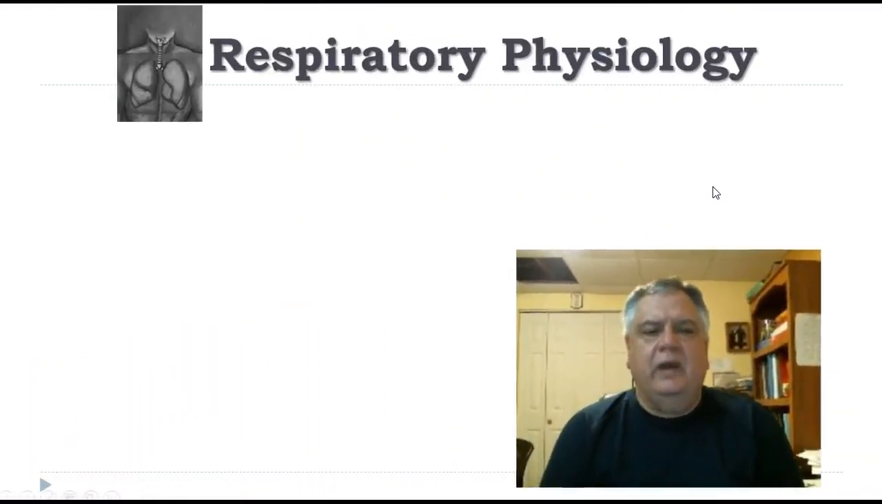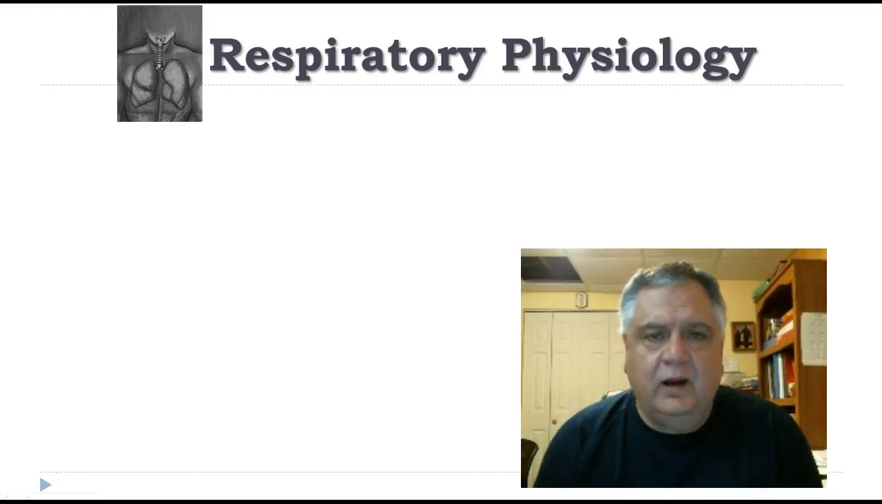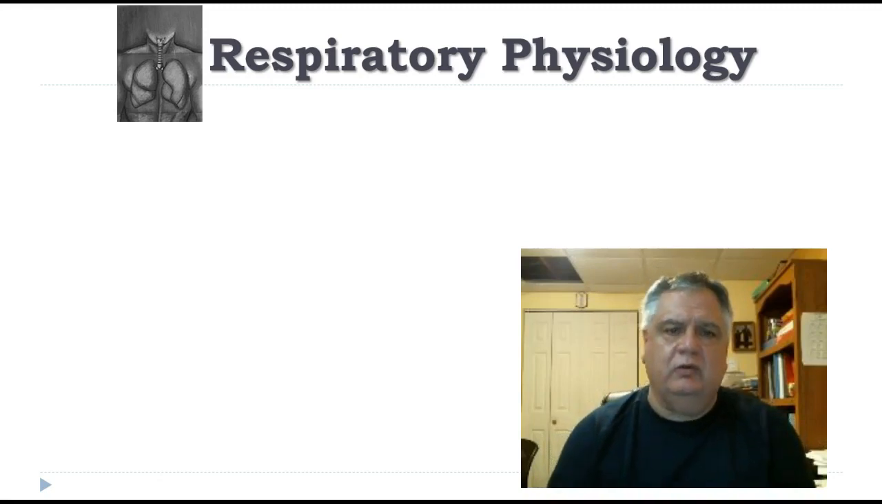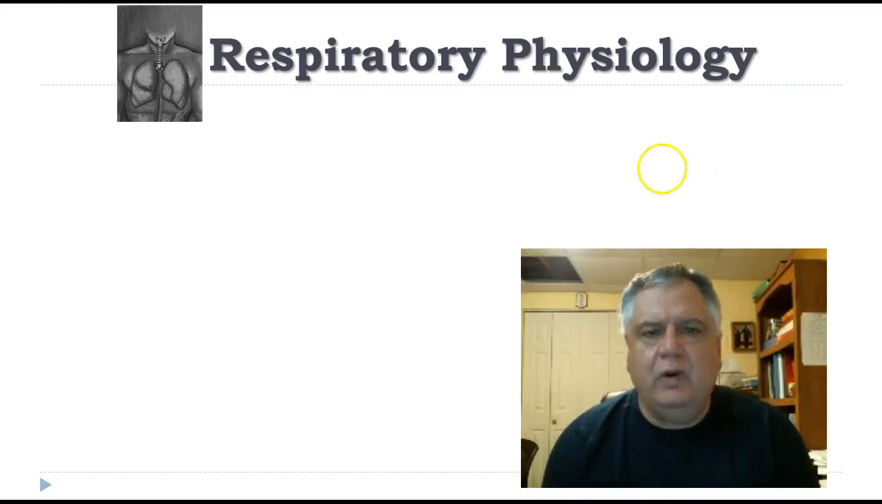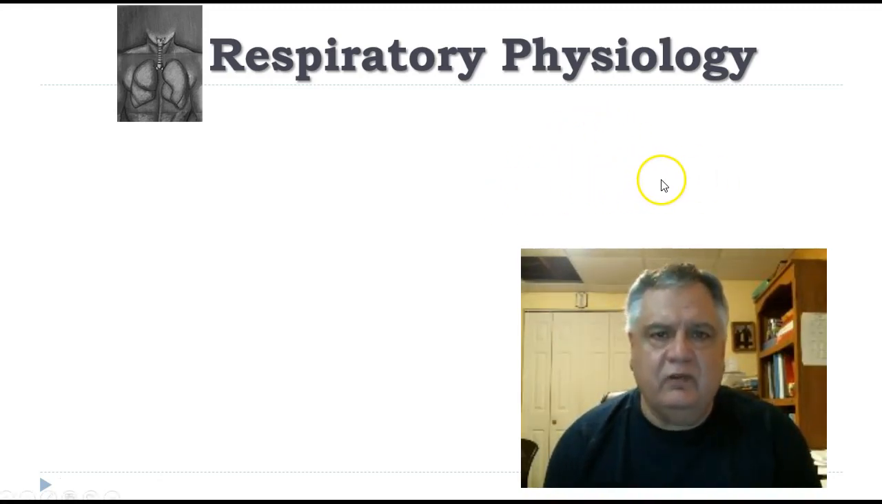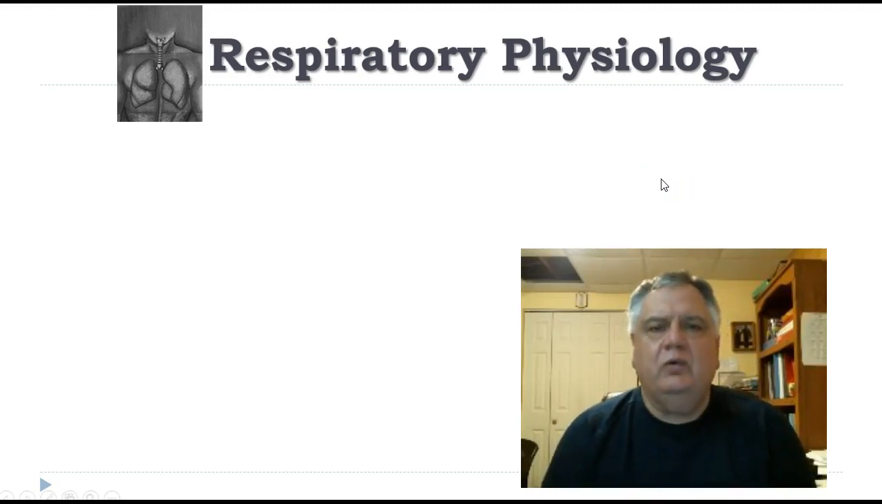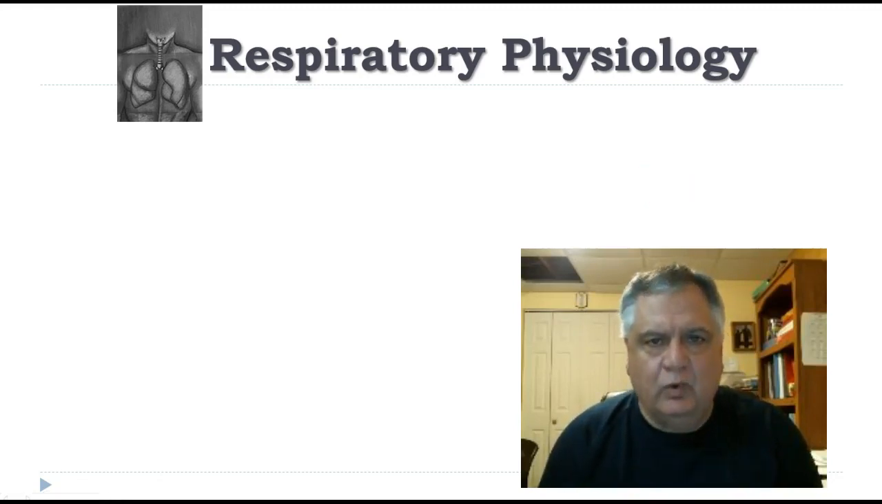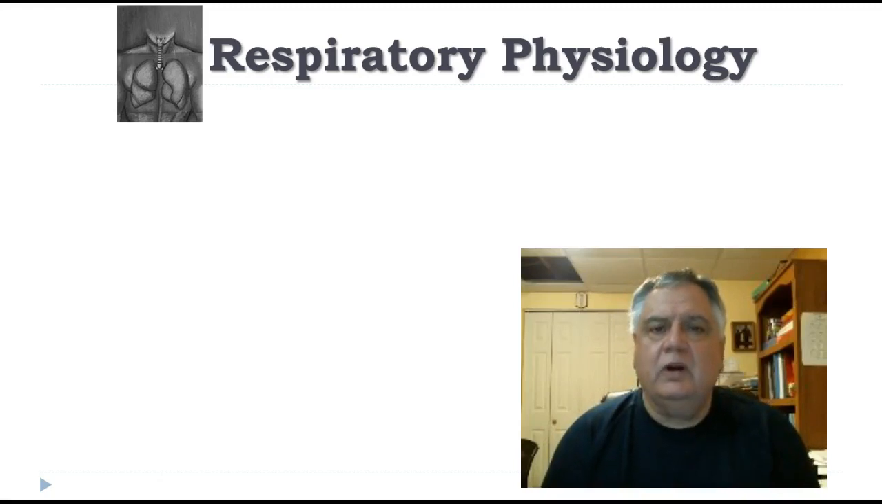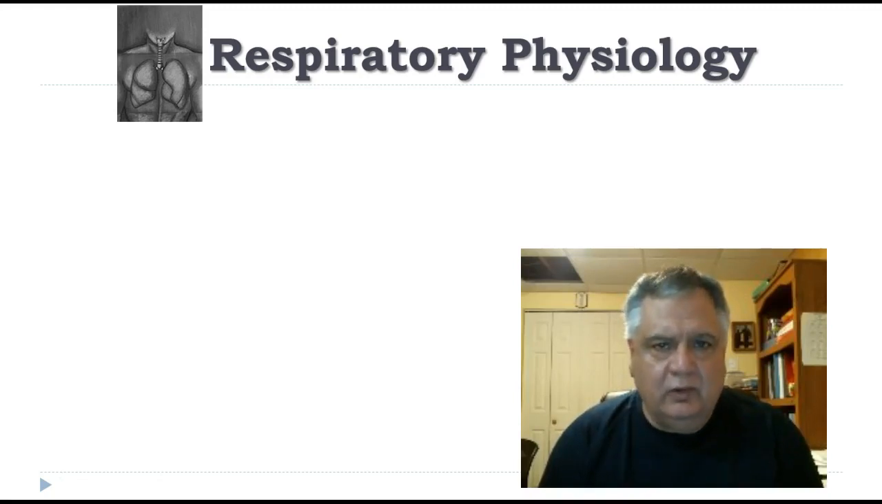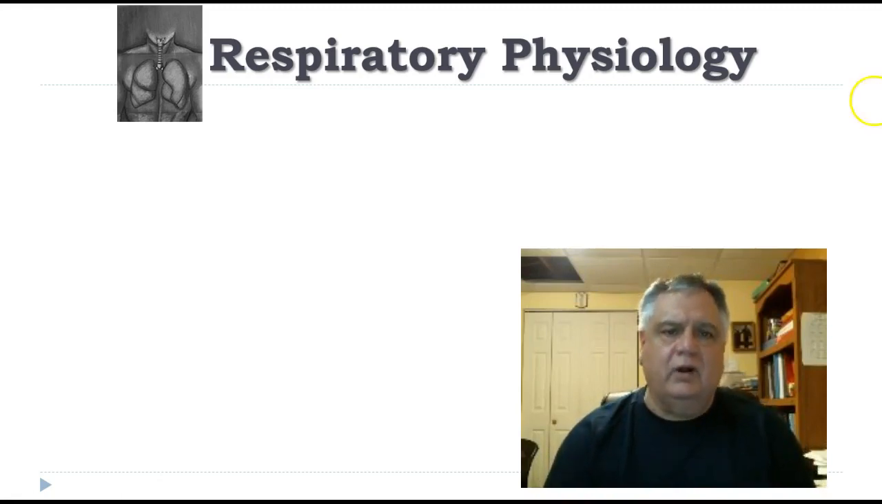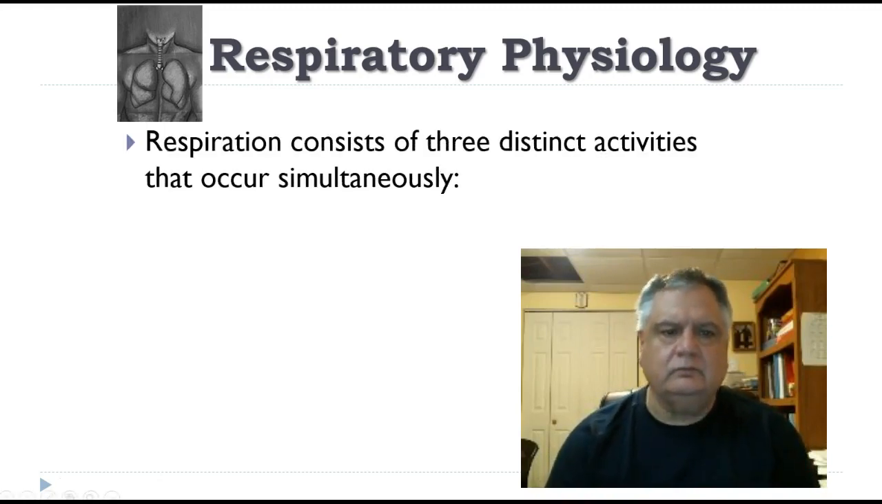All right, so that's our basic look at the anatomical structure of the respiratory system. So now we're ready to talk about some respiratory physiology. How does the respiratory system do what it does? Remember, what does it do? It works with the cardiovascular system to deliver oxygen to the body tissues and to retrieve carbon dioxide from the body tissues.